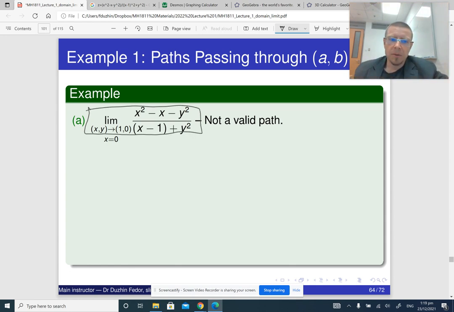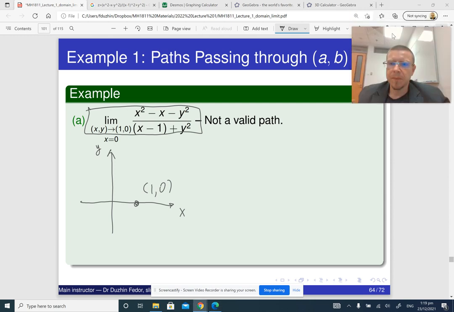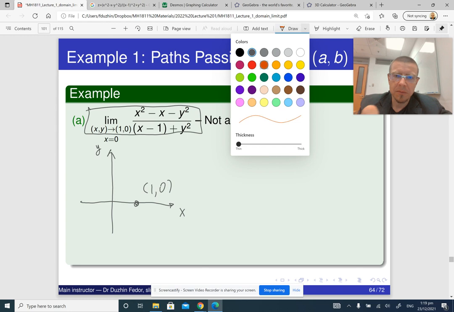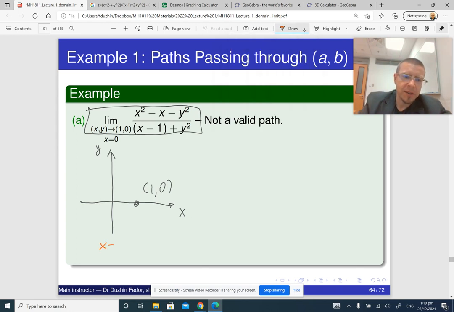Now, the good idea is probably to do a little bit of visualization of the plane xy, right? So this is the plane xy. This is the point 1, 0 to which xy is supposed to approach. Okay, our first path is, so let me do this. So the first path is x equals 0, right? So x equals 0 is our path, and this is what it looks like.